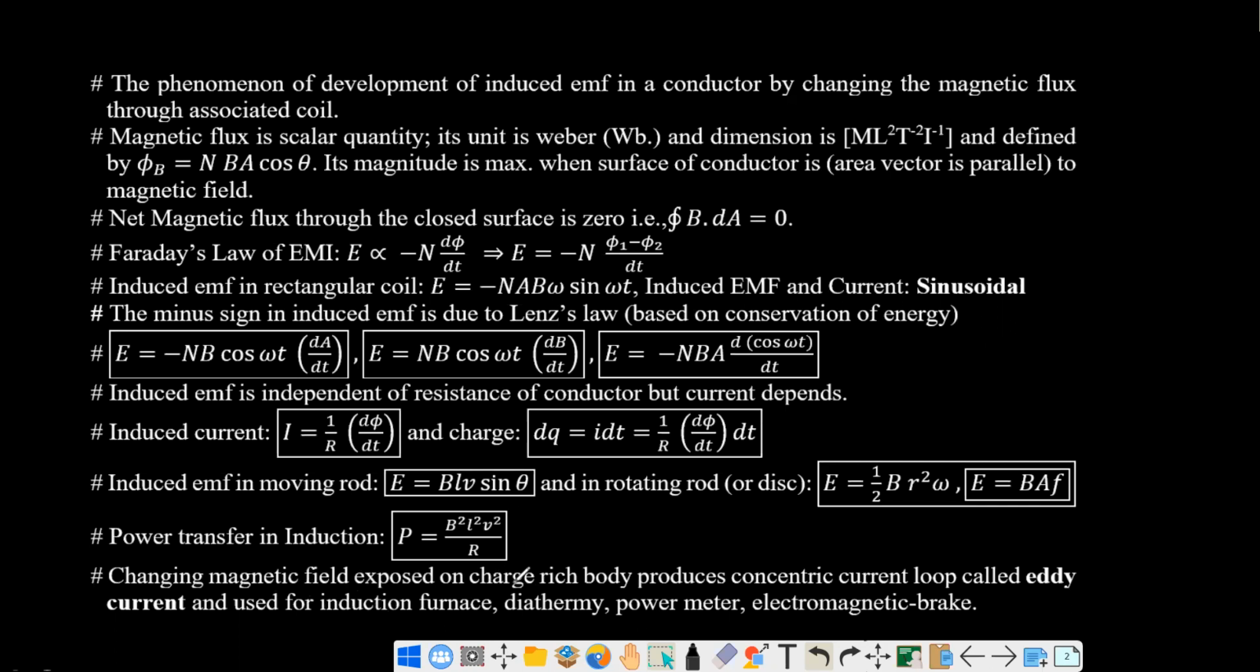When a changing magnetic field is exposed on a charge-rich body like a metal or conductor, concentric loops of current will be produced, and those concentric loops of current are basically called eddy current. This eddy current will be very bad for the transformer because it will reduce the power, but this eddy current is useful in many cases.